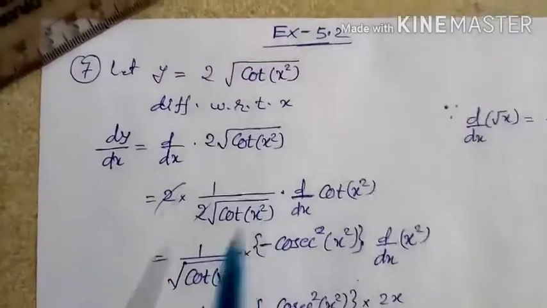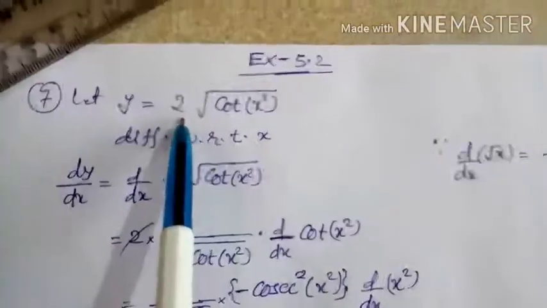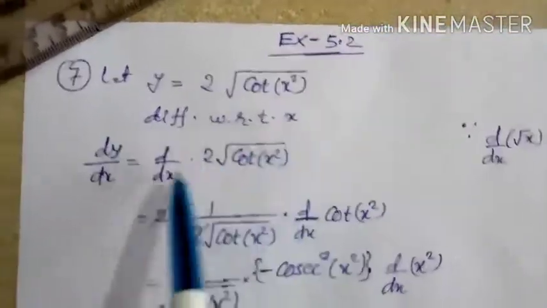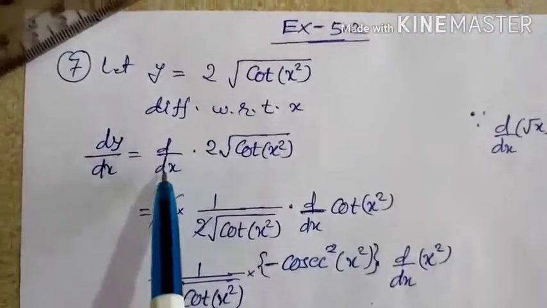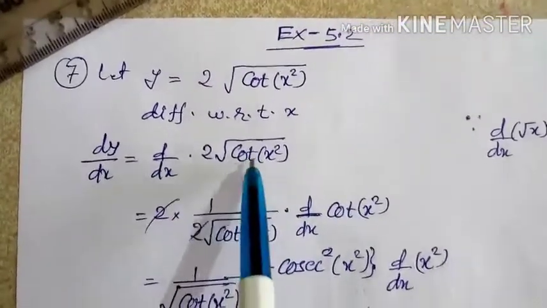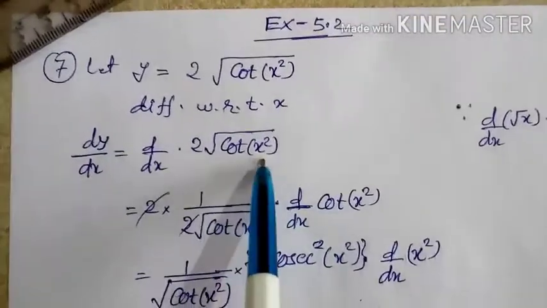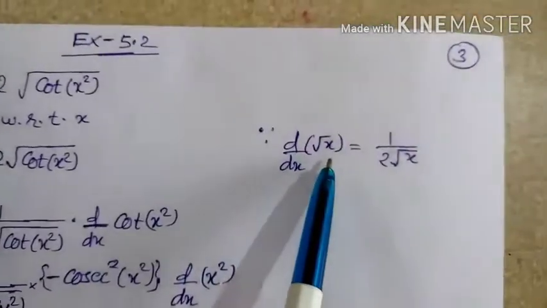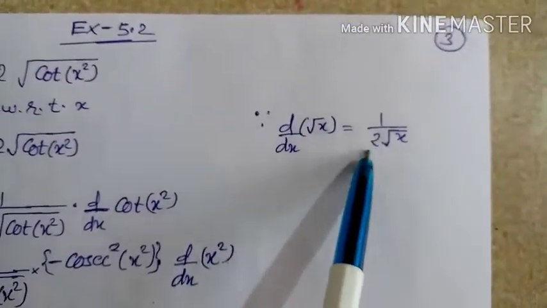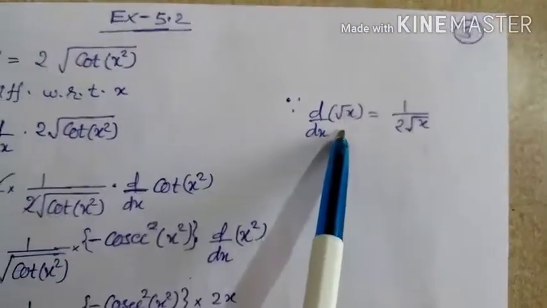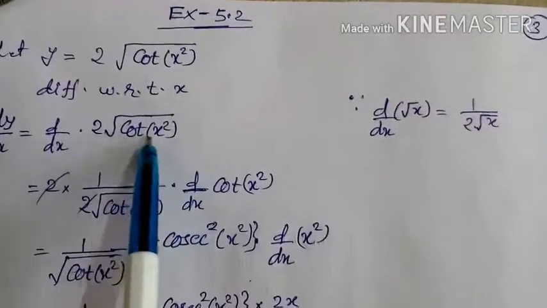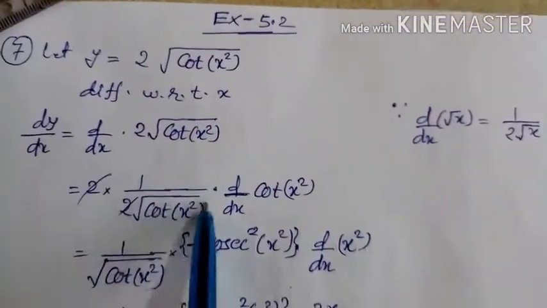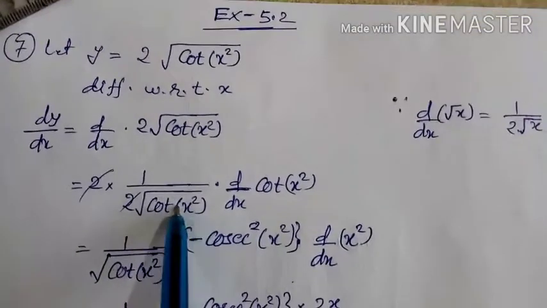Now next question, question number 7, which is y is equal to 2 times under root cot x square. So once again, differentiate with respect to x. So dy upon dx is 2 times cot under root x square. Since d by dx of under root x is 1 by 2 under root x, this is the differential of under root x. So the 2 stays as it is, then 1 by 2 under root x, where x means cot of x square.